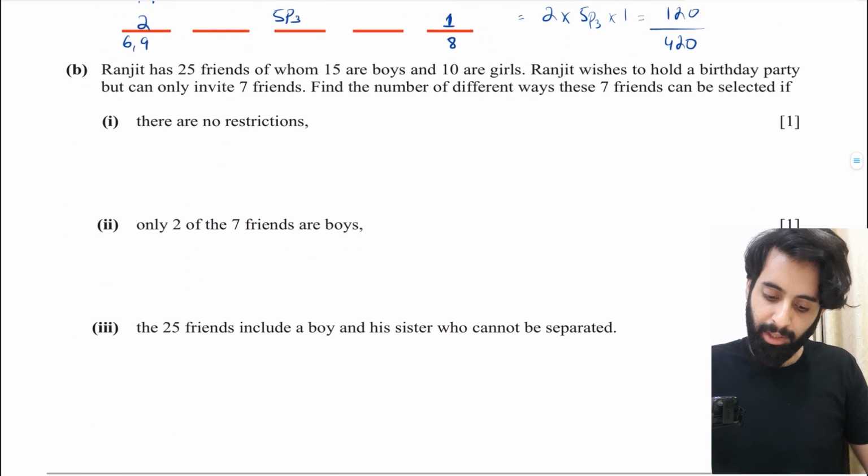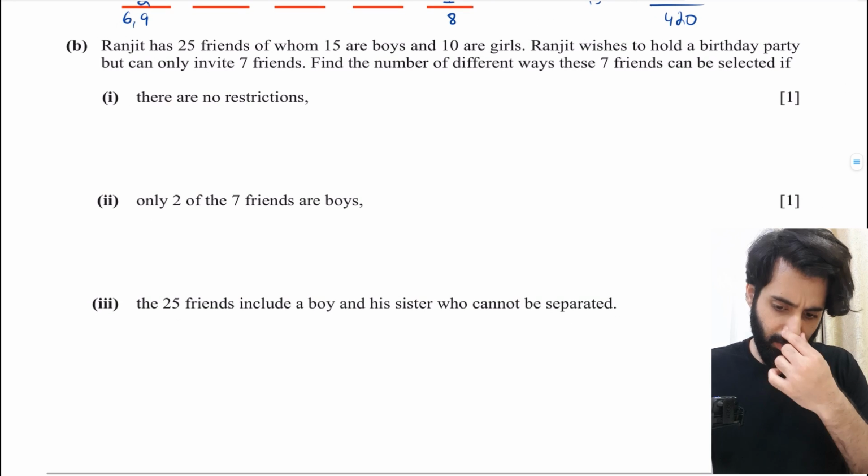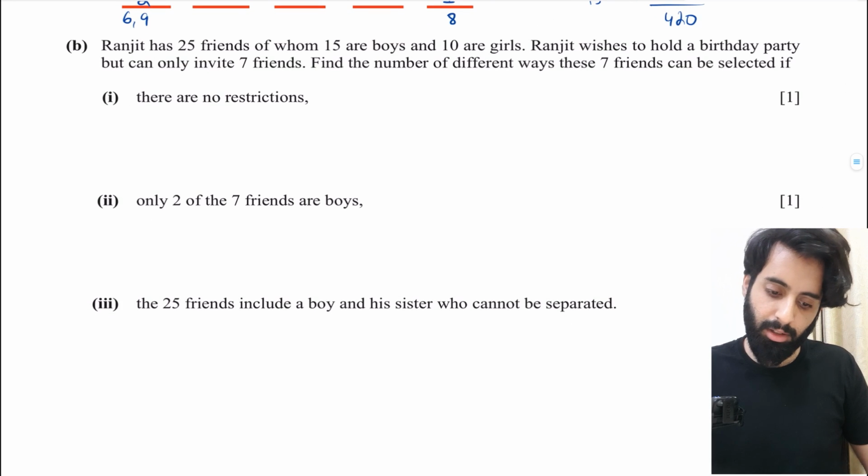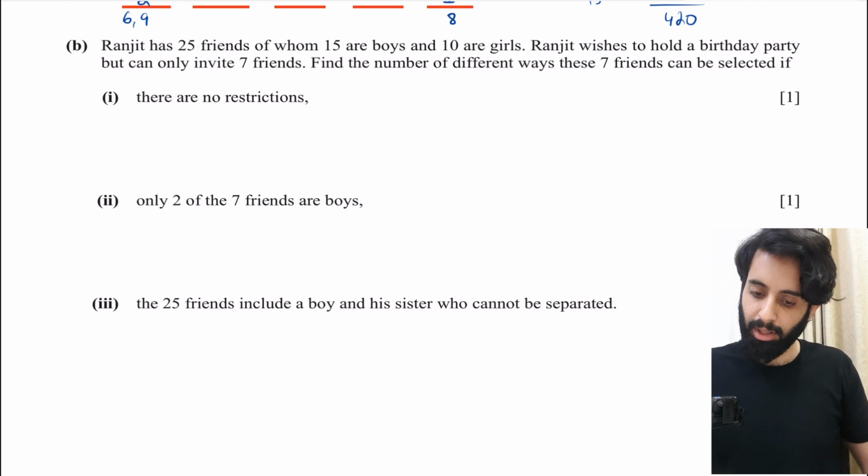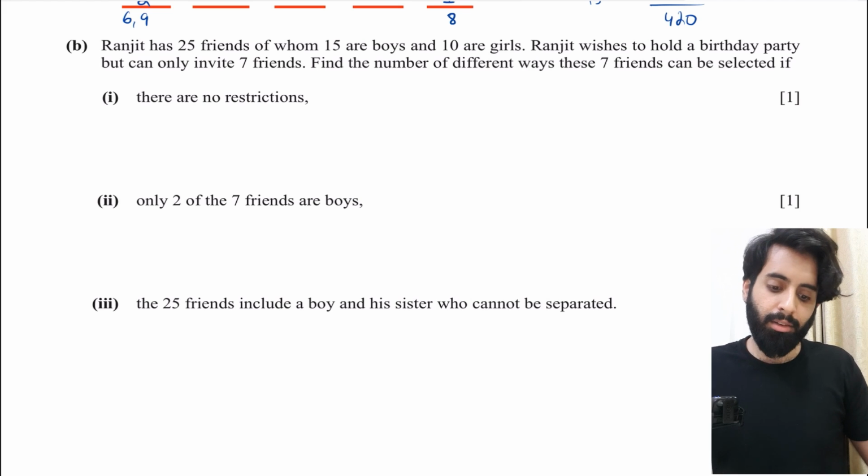Okay, now here's part B. This shouldn't be too hard. Let's see. It says Ranjit has 25 friends, of whom 15 are boys and 10 are girls. Ranjit wishes to hold a birthday party but can only invite 7 friends. Find the number of different ways these 7 friends can be selected.